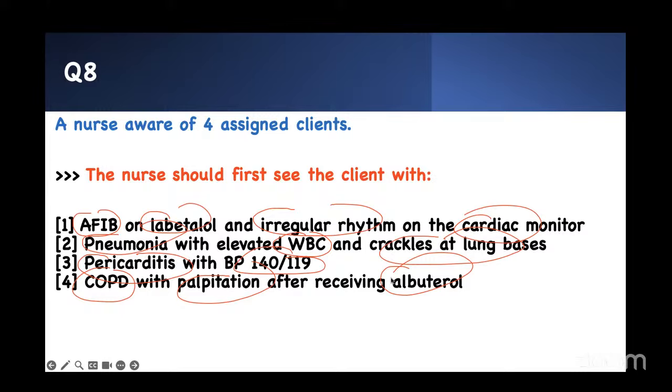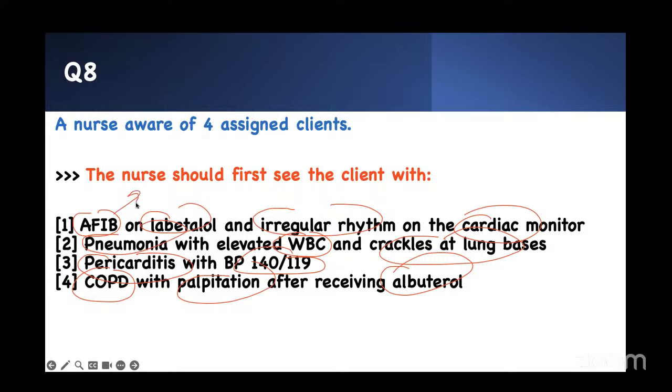The patient has AFib, is on labetalol, and has an irregular rhythm on the cardiac monitor. The patient has pneumonia, his WBC count is elevated, and he has crackles at the lung bases. The patient has pericarditis, the blood pressure is 140 over 119. And somebody with COPD has palpitations after we give them albuterol. If you have one second, who are you going to see? That's all. Who will you give your one second to? And let's break it down.